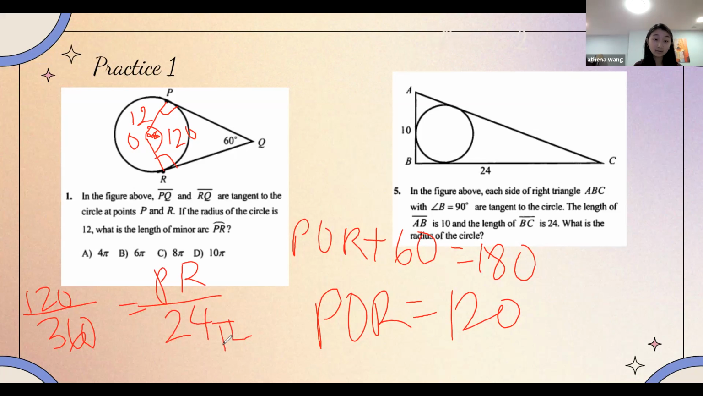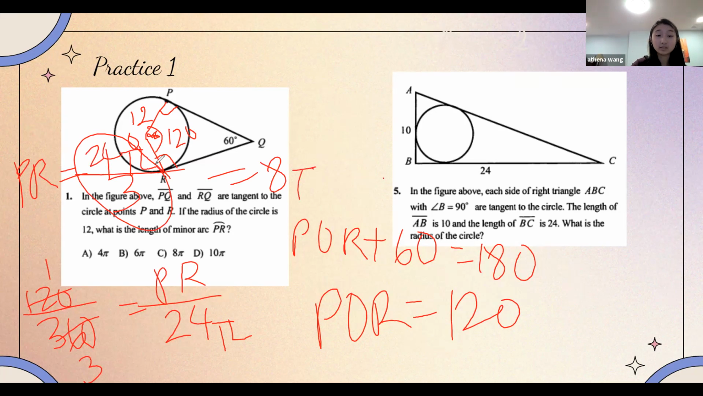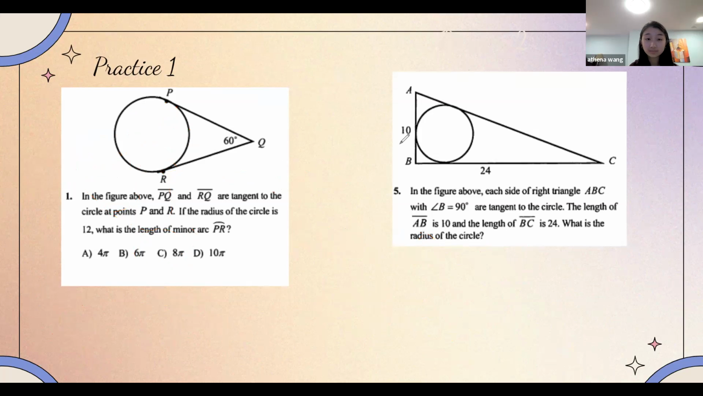Okay, so now we have that PR. We can cross this out. This is 1 over 3. So PR is equal to 24 pi over 3. Okay, so this is equal to 8 pi. So we get C. Okay, so we can go on to our second problem.